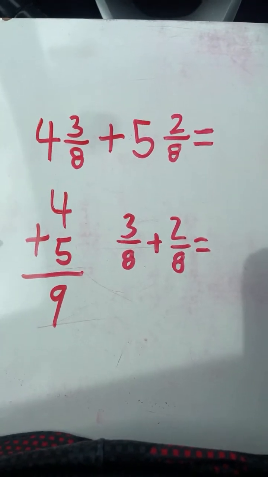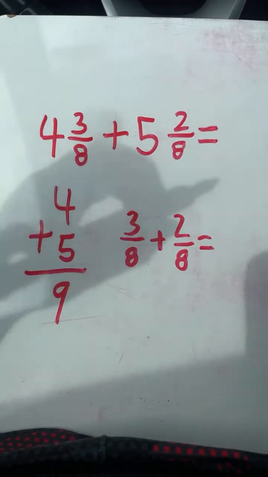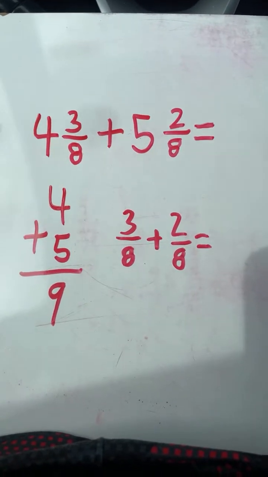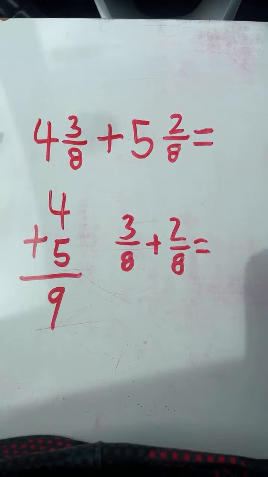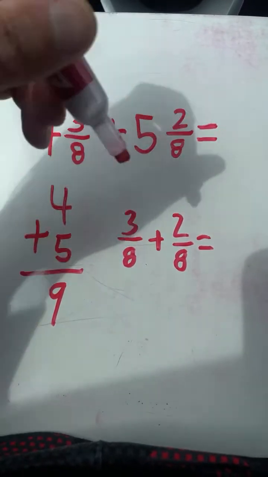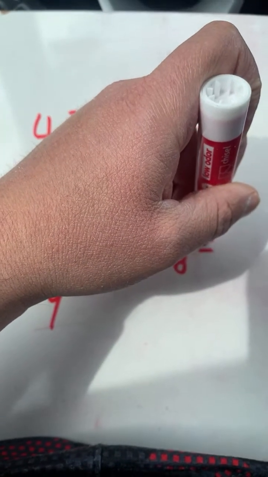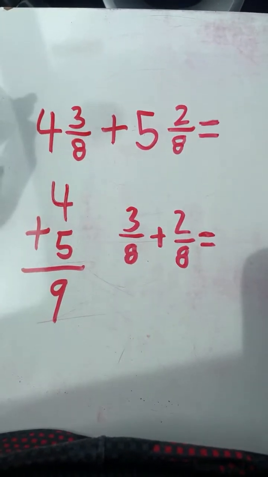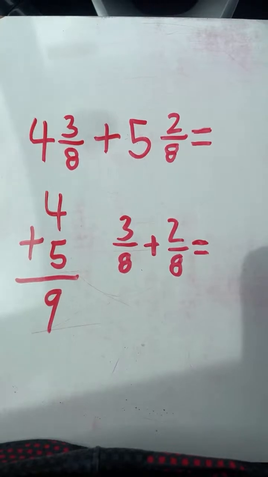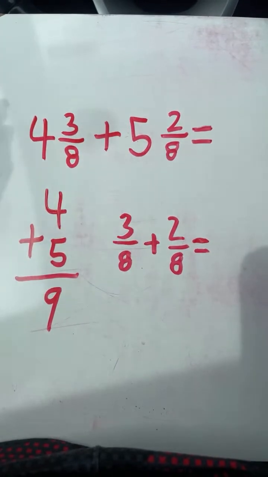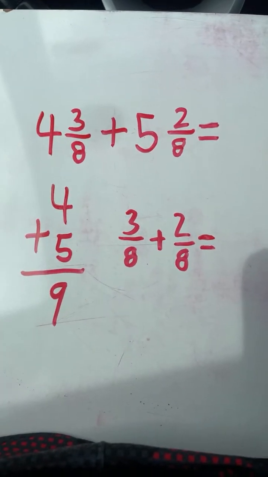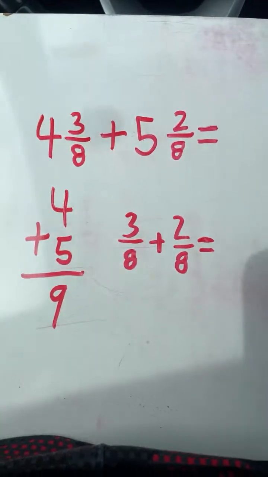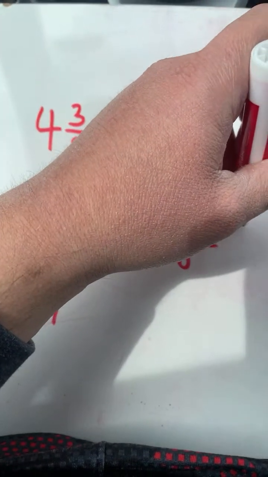Now here's the trick for adding fractions. Adding fractions is just like adding whole numbers. The only difference is whatever the denominator is, you keep it the same. So when you add fractions, as long as you're adding fractions with like denominators, you add your numerators and you keep the denominator, aka the bottom number, the same. So what is 3 plus 2? 3 plus 2 equals 5.